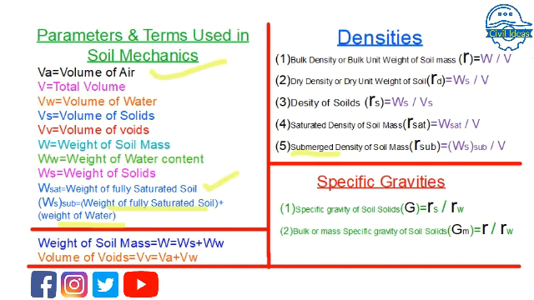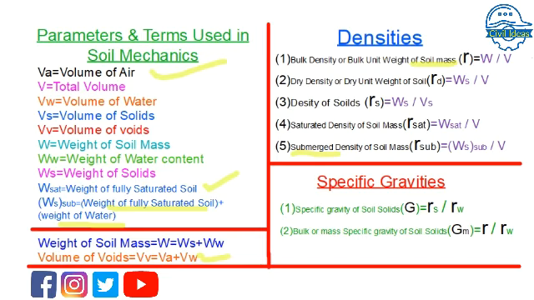And this is again the weight of soil mass, which is the weight of soil solids plus the weight of water. And the volume of voids may be filled with water and air, so you have to add both these quantities. And now the densities. The first is the bulk density, or bulk unit weight, of soil mass. So you have to know about the soil mass or soil solids.